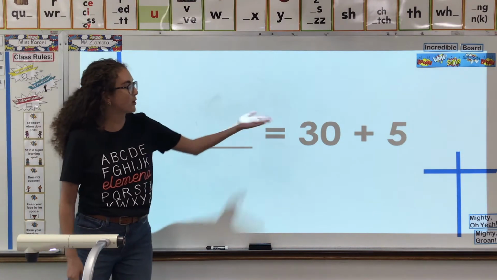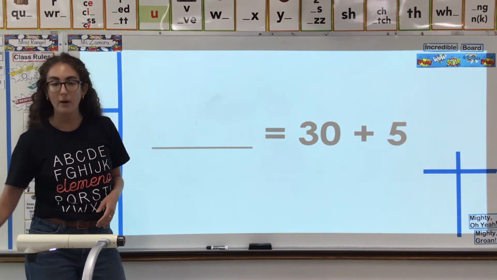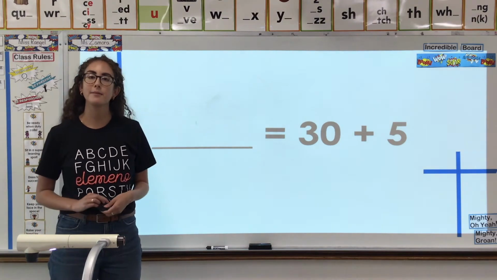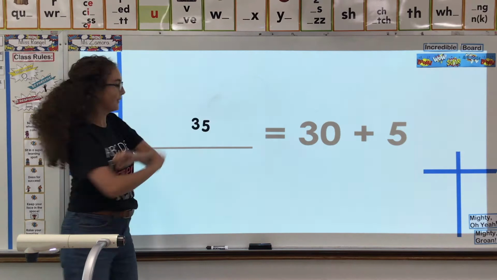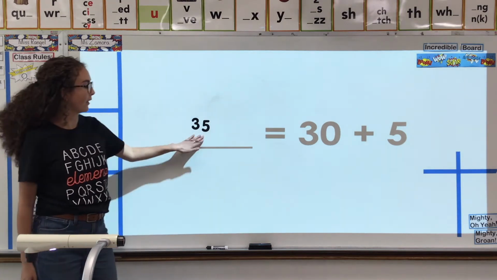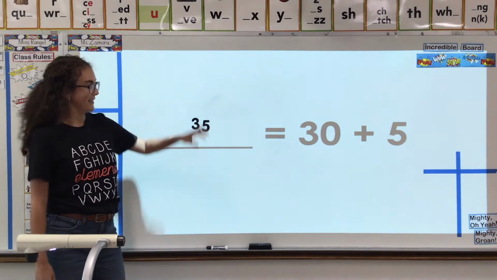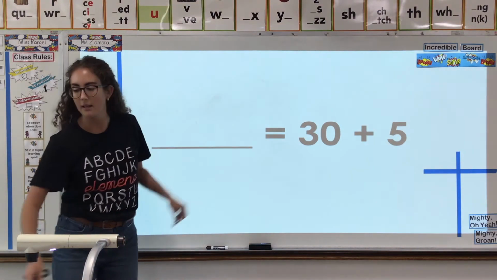Blank equals 30 plus 5. What would go here? 3 tens, 5 is 35. 35 equals 30 plus 5. Okay, we have our last one. Let's see if we got it.